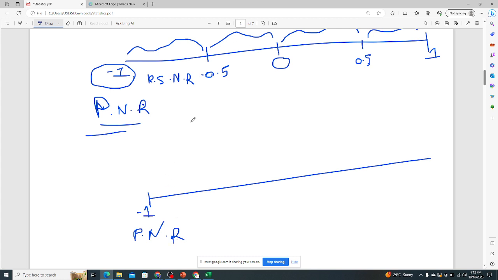When we have a value between negative 1 and negative 0.5, it means we have a relatively strong negative relationship between these two variables.